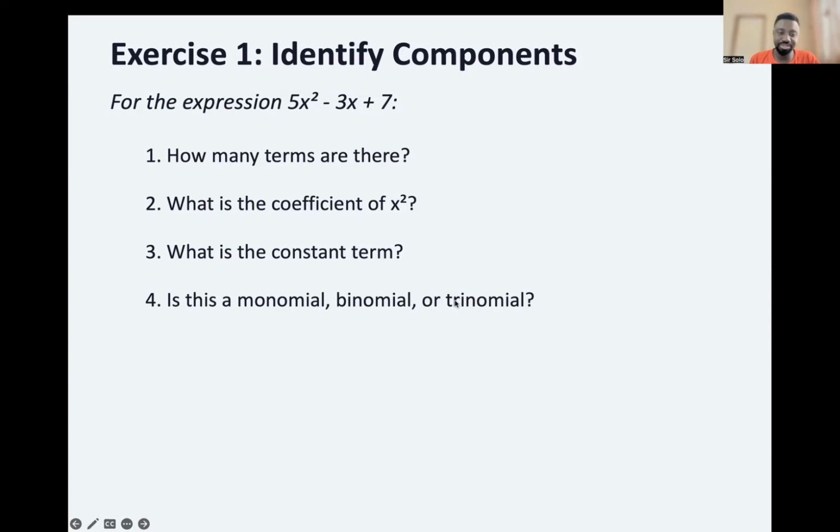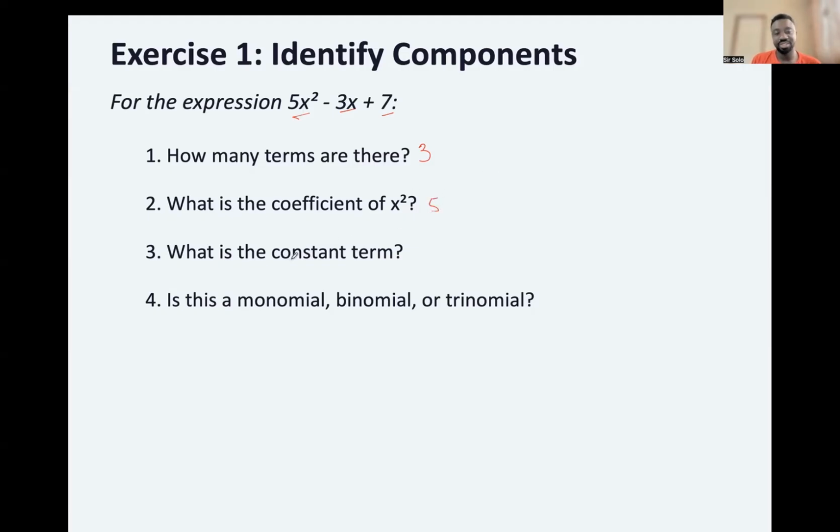For the expression 5x squared minus 3x plus 7, the first question is how many terms are there? We have three terms: this is term one, this is term two, this is term three. Good. Now, what is the coefficient of x squared? The coefficient of x squared is 5, because 5 is multiplying x squared.